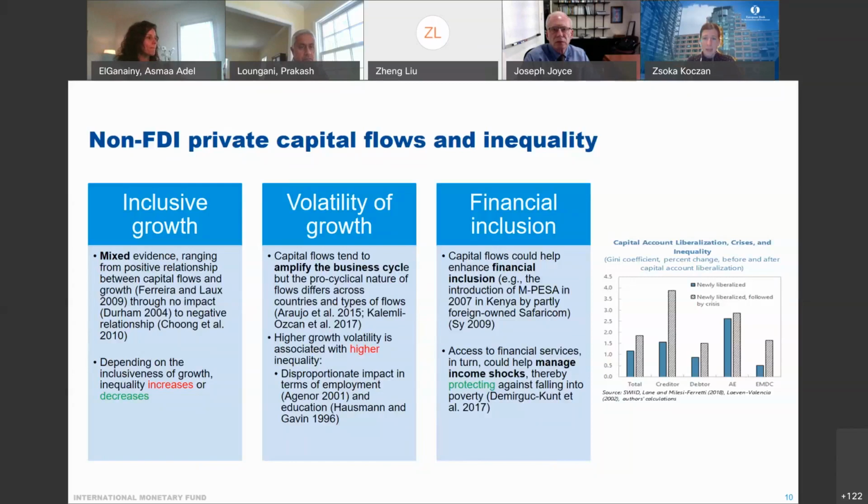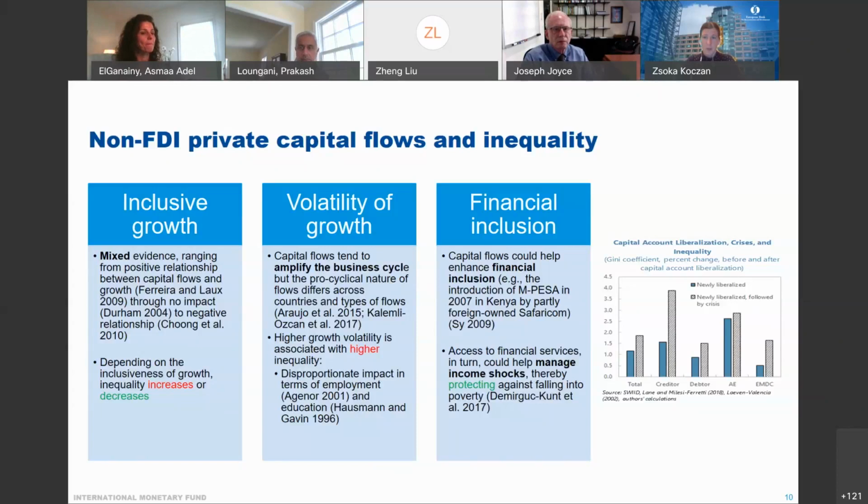However, unlike with FDI, where the literature is pretty conclusive in terms of positive effects of FDI inflows on growth, here the empirical evidence is somewhat more mixed. But perhaps even more important than the effects of these non-FDI private capital flows on the level of growth is their effects on the volatility of growth. These capital flows tend to amplify the business cycles, increase volatility, which often disproportionately hurts the poor.